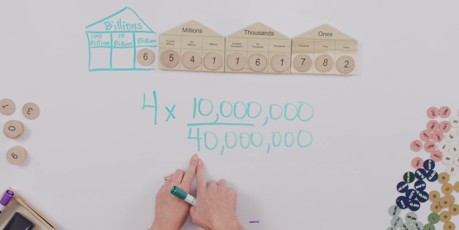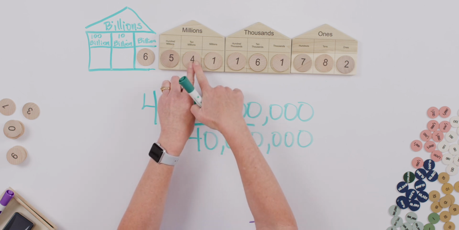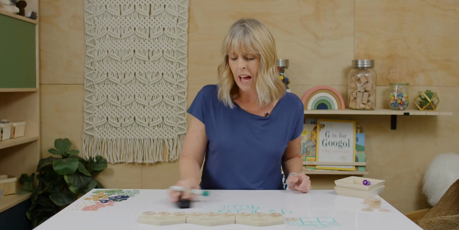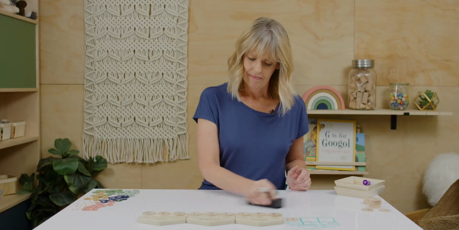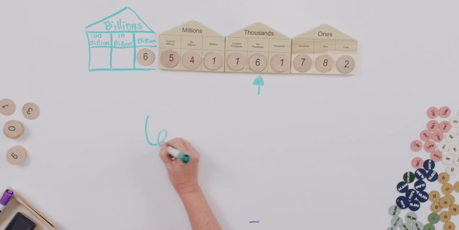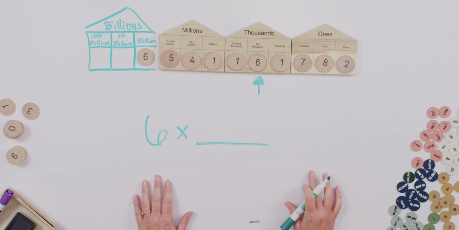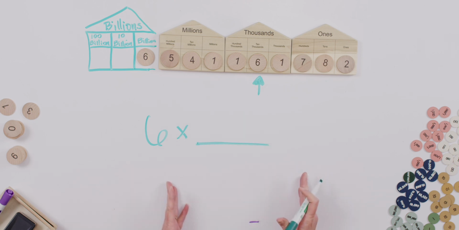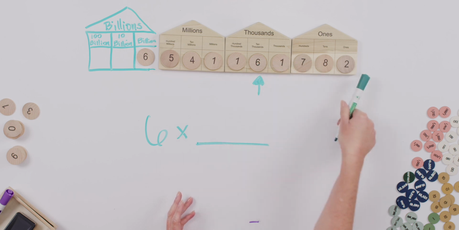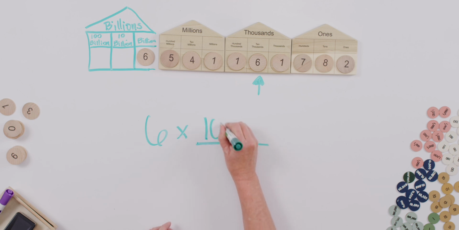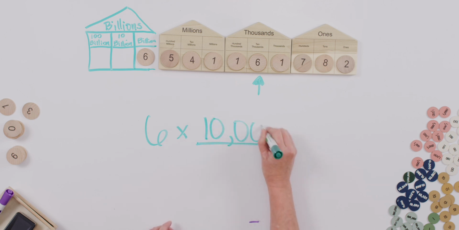How many zeros do I have after my 4? 1, 2, 3, 4, 5, 6, 7. So if my 4 was here, and how many zeros? 1, 2, 3, 4, 5, 6, 7. Good, we got it right. Let me give you one more. So with that one, 6, this is going to equal 6 times what? What would we multiply by 6 to get 60,000? 10,000. Okay, it is in the 10,000th place.